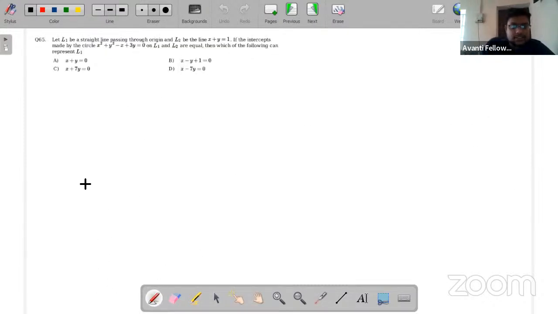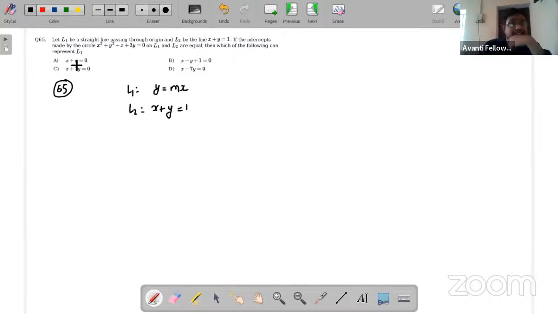Next question. Next question is question number 65. So here in this question, it is saying that L1 be a straight line passing through origin and L2 be a line x plus y is equal to 1. Okay, L1 is passing through origin. That clearly means L1 can be written as y is equal to mx only, because c will be 0. So I can write L1 as y is equal to mx. Okay, L2 is given, L2 is x plus y is equal to 1.